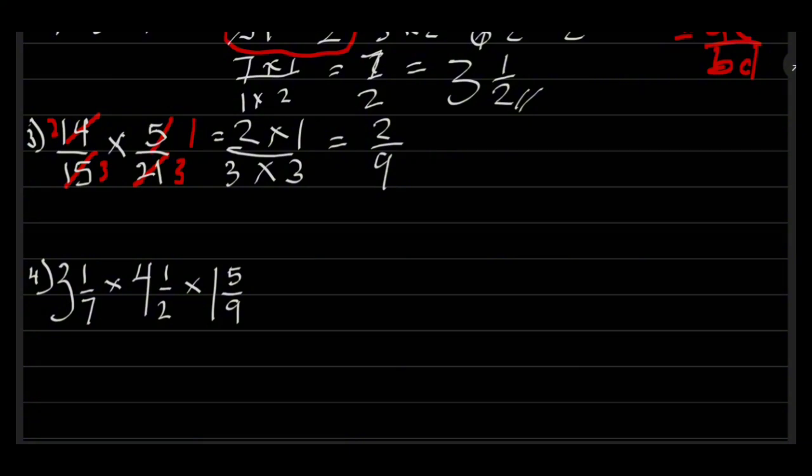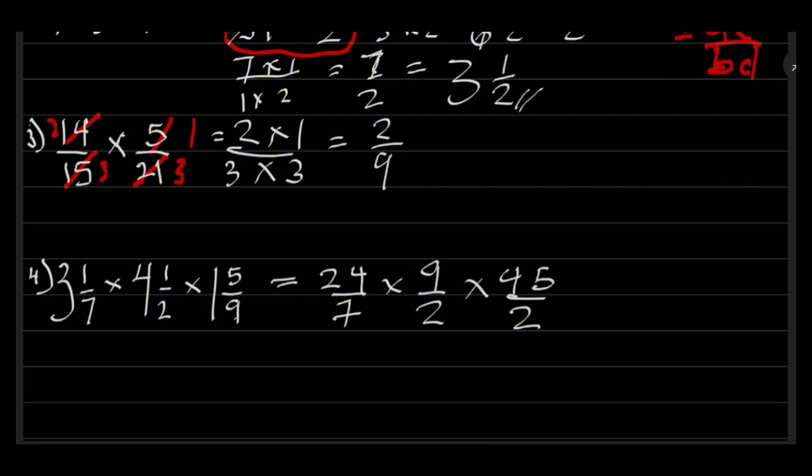We have 3 fractions to multiply, but then we have to change them to improper fractions first. 7 times 3 would give us 21, plus 3 is 24. So our first fraction is 24 over 7. 4 times 2 is 8. 8 plus 1 is 9. So 9 over 2. Then 9 times 5 would give us 45, plus... all over 1, and the last is 45 over 1.